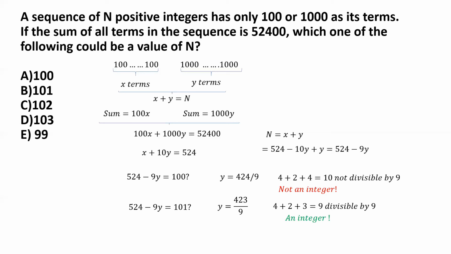So we can conclude just from this that B will be the correct option, because only one of these options is correct. But you can go ahead and check similarly for n equal to 102, 103, and 99 whether y turns out to be an integer. I can tell that for none of those other options will y be an integer. So the correct choice in this case is simply option B, 101.